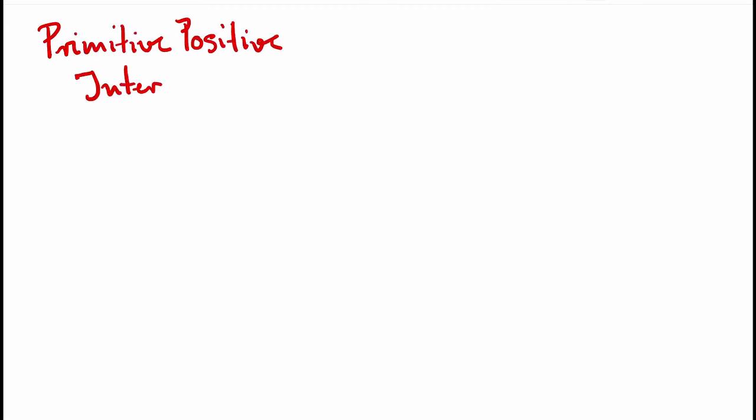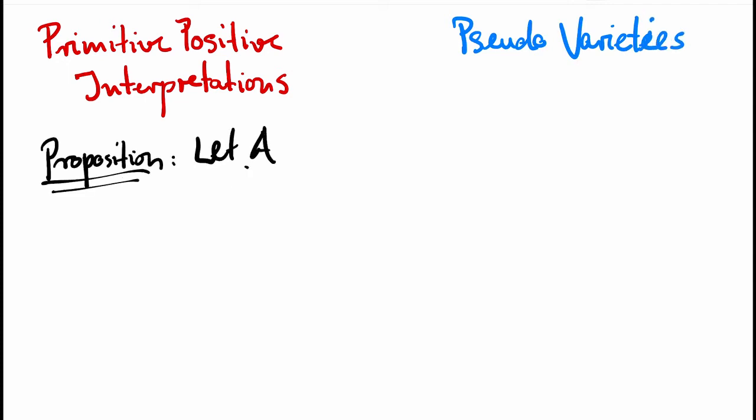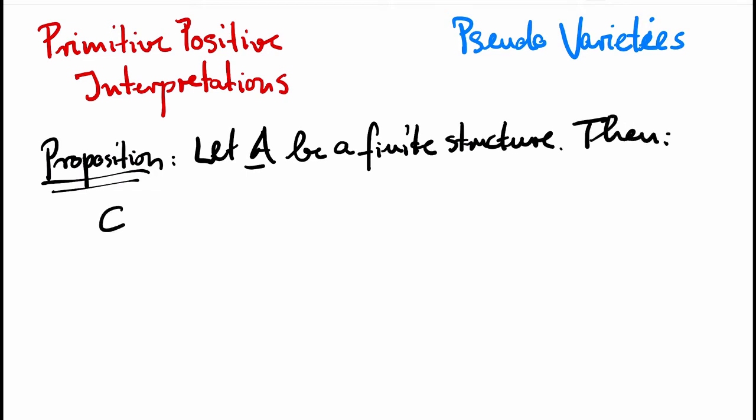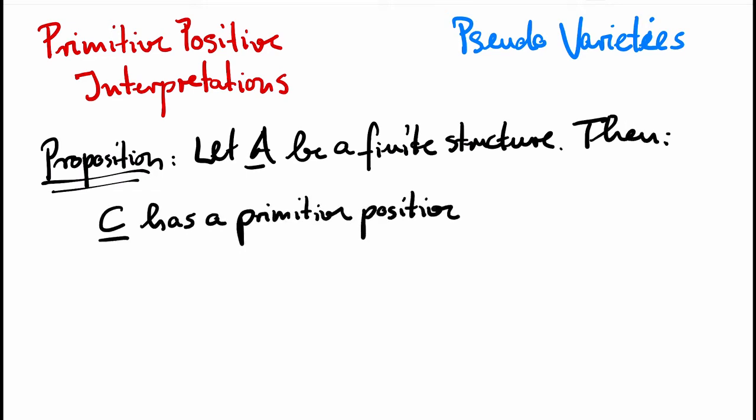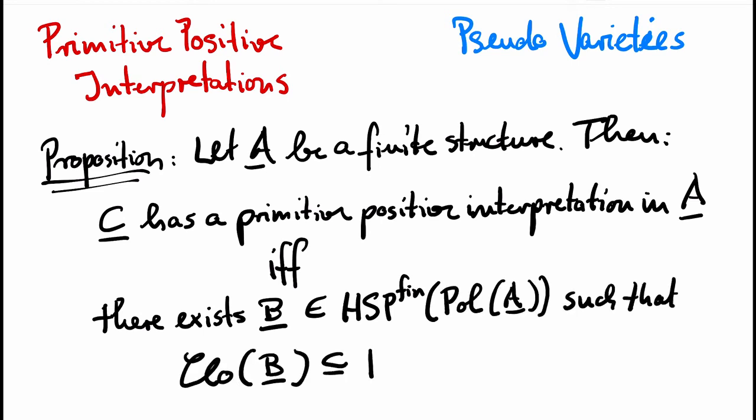Here comes the connection between primitive positive interpretations and pseudo-varieties. Let A be a finite structure. Then a structure C has a primitive positive interpretation in A if and only if there exists an algebra B in the pseudo-variety generated by pol of A, such that every operation in B is a polymorphism of C. The idea of the proof is precisely to follow the strategy that I told you before the break. Taking a finite power, forming homomorphic images, forming subalgebras, precisely corresponds to what we can do with primitive positive interpretations.